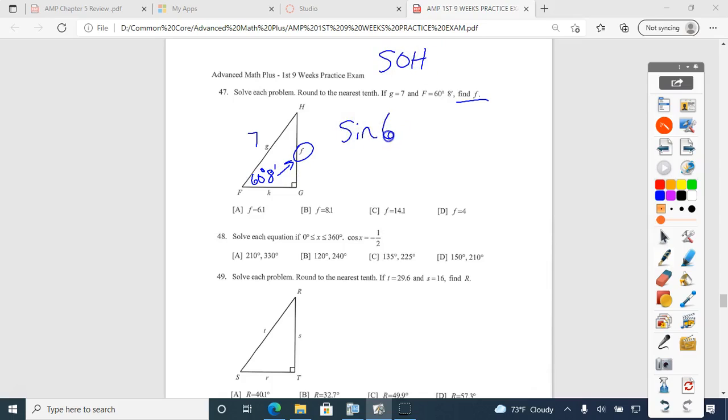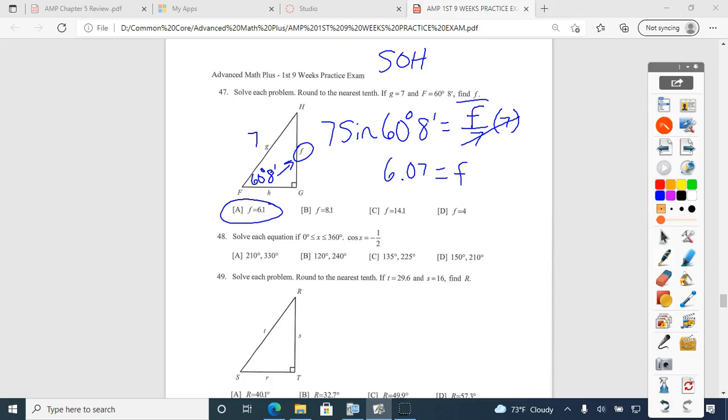So sine of 60 degrees, 8 minutes equals F over 7. We're just going to multiply both sides by 7 and stick that in our calculator. Make sure your calculator is in degree mode when you take your test. If it's not in degree mode, you will get problems like this incorrect. 7 sine of 60 degrees, 8 minutes. I stick it in my calculator, and I get 6.07. So 6.1 is A.